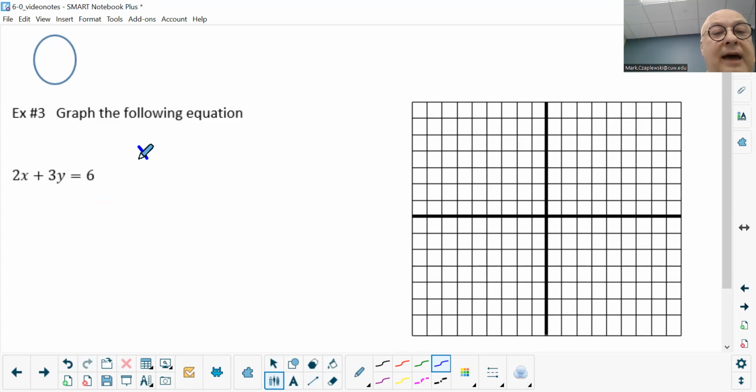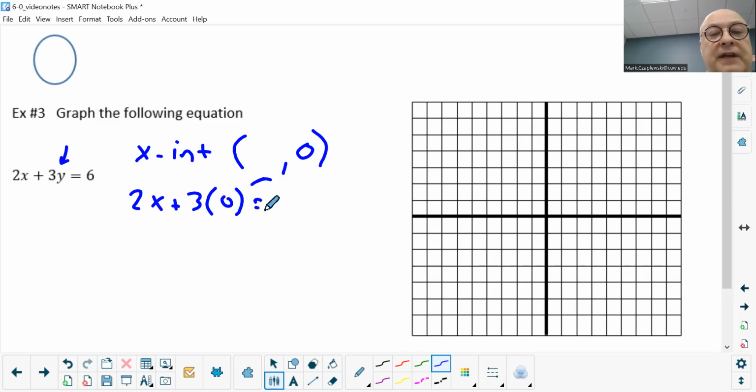What I mean by that is find the x-intercept. The x-intercept has a y value of 0. You just don't know what that x value is. That's where it crosses the x-axis. So I'm going to substitute a 0 in for y. And I get 2x plus 3 times 0 equals 6.